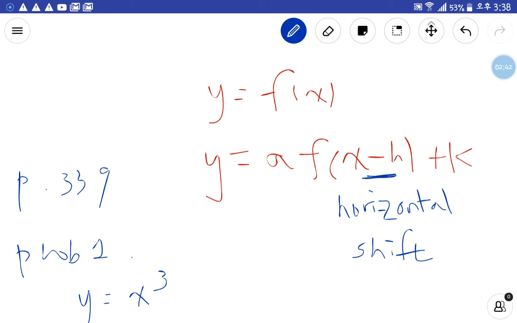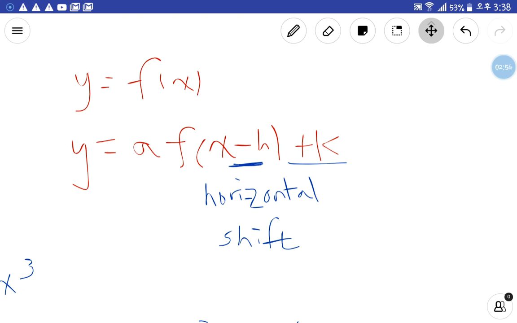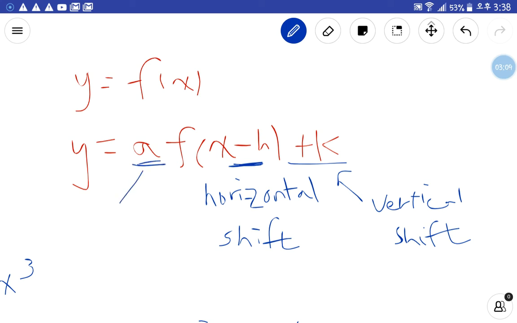If you have a minus h, that means we are moving to the right. If you have a plus h, we are going to move to the left. And this plus k indicates a vertical shift. So if you have a plus k, that means it moves up. If you have a minus k, it moves down. And this a is about vertical compression.